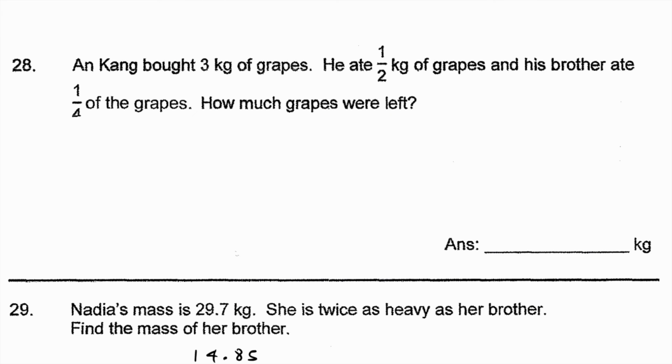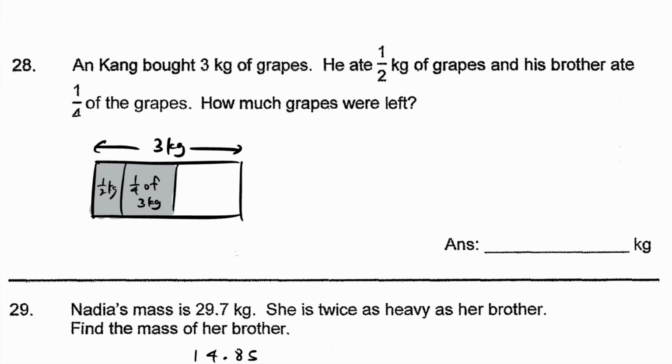Question 28, we've got fractions all over the place. So An starts out with 3 kilograms of grapes. He ate 1/2 actual kilograms. This is a subtraction of 1/2 actual kg from 3 actual kg. And his brother ate 1/4 of the grapes. Hang on, this is not in kilograms. This is as a fraction of this.